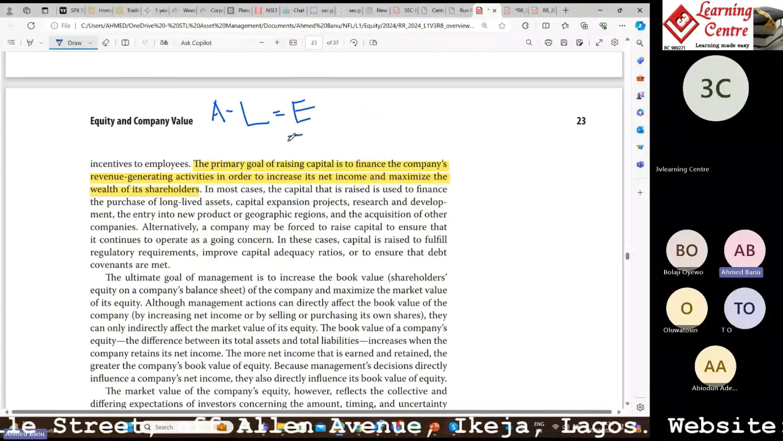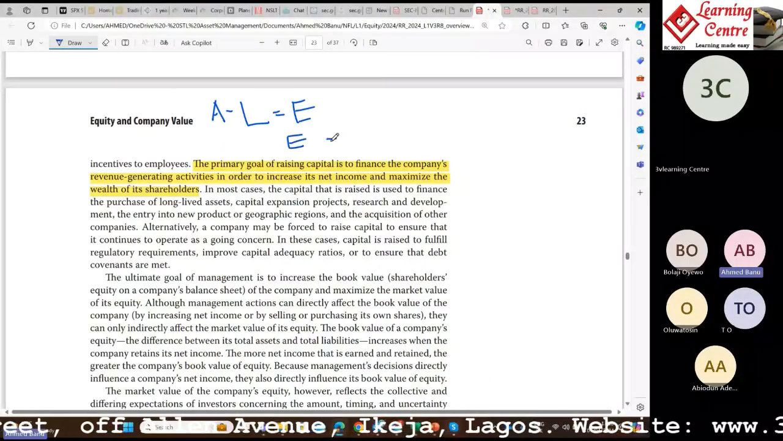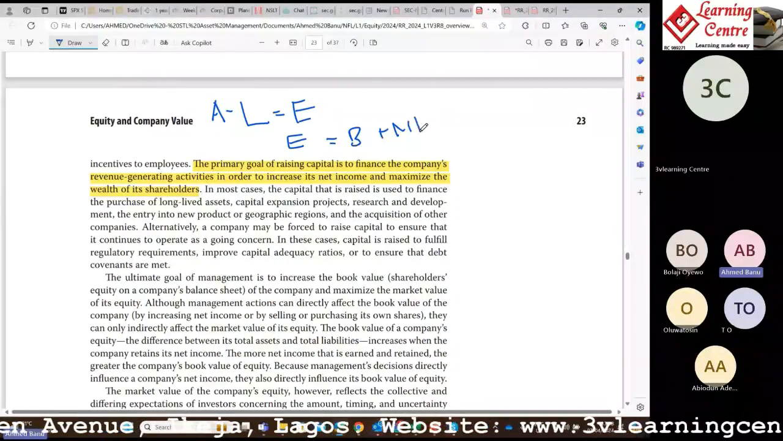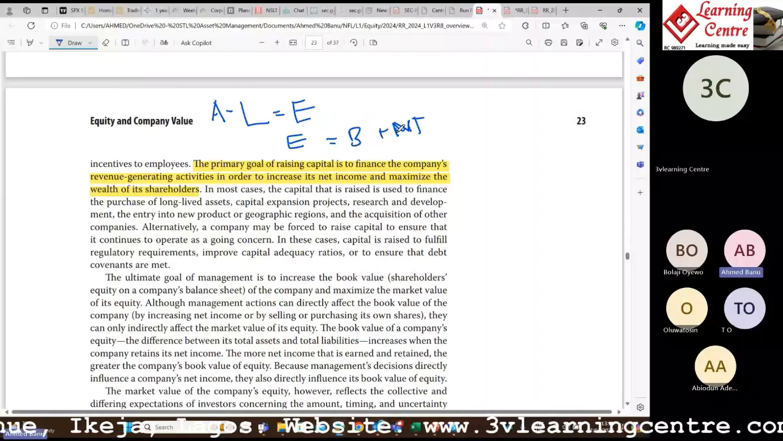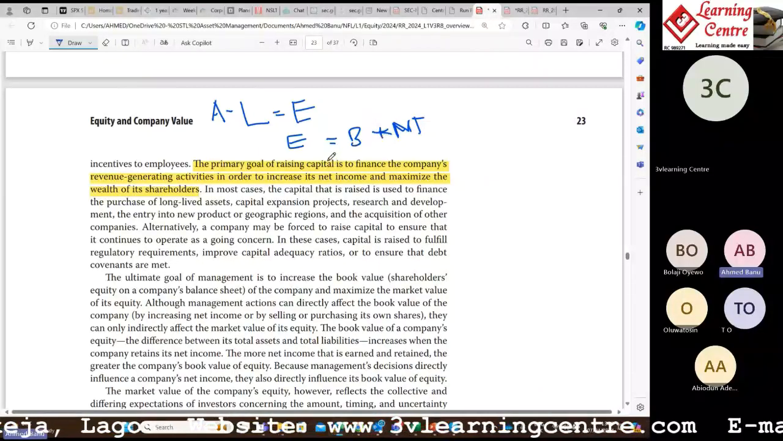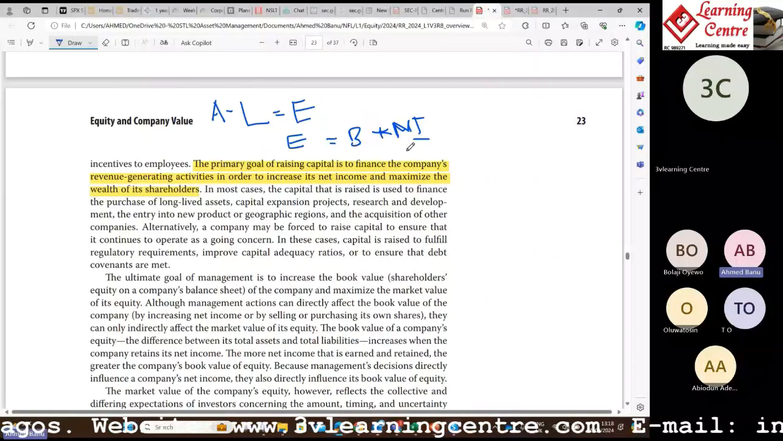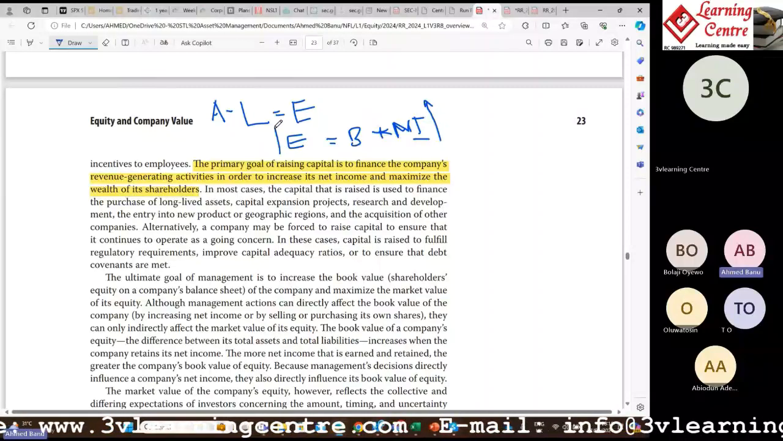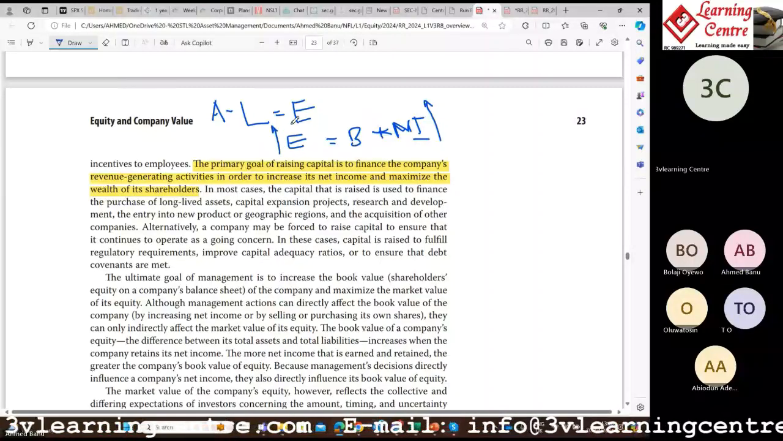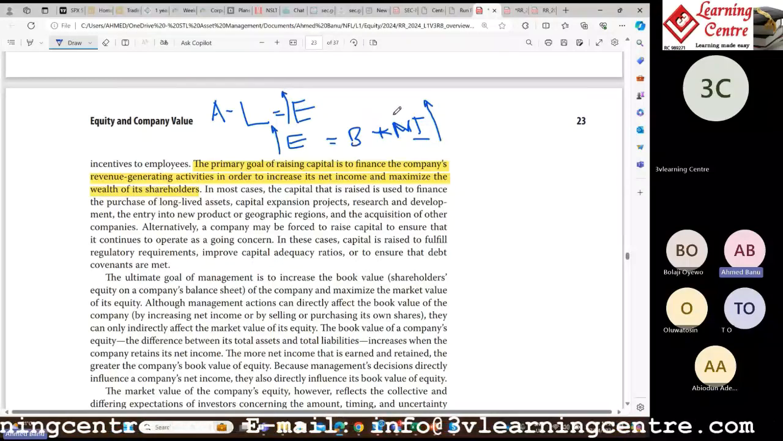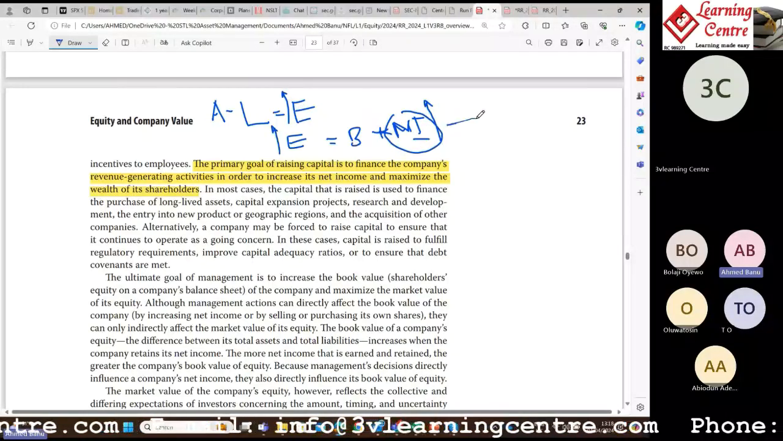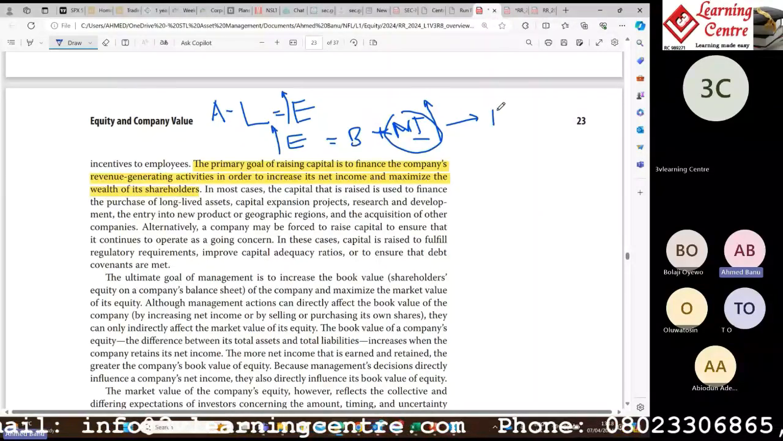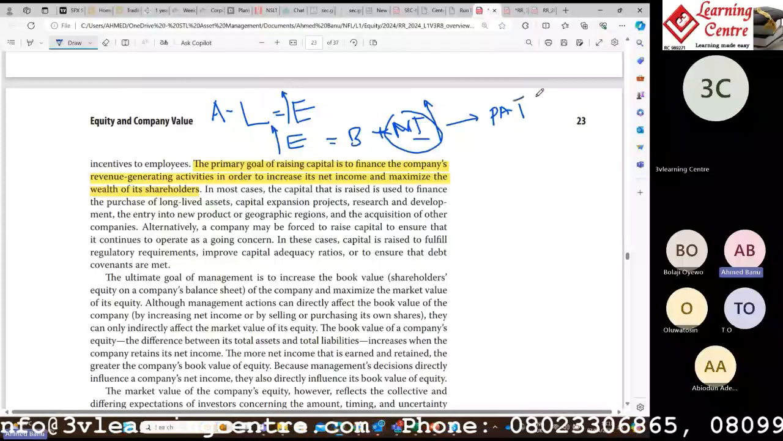You can all remember this equation. Now, your ending value of equity equals your beginning value of equity plus what? Plus net income. So you can see where net income is very, very important. As long as your net income is growing, this is also growing, hence this is also growing. And that is why most investors don't focus on anything apart from how your net income is growing.